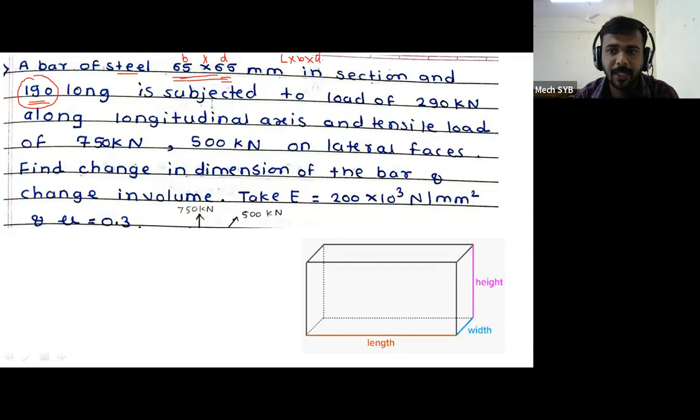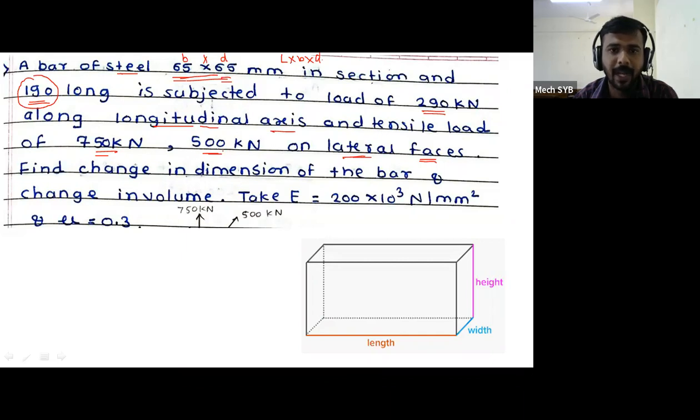Okay, it's subjected to a load of 290 kilonewton along the longitudinal axis. So the bar that is given is subjected to a force of 290 kilonewton along the longitudinal axis and a tensile load of 750 kilonewton, 500 kilonewton on lateral faces. So one force is given in the longitudinal axis and the remaining 2 forces are given on the lateral faces.